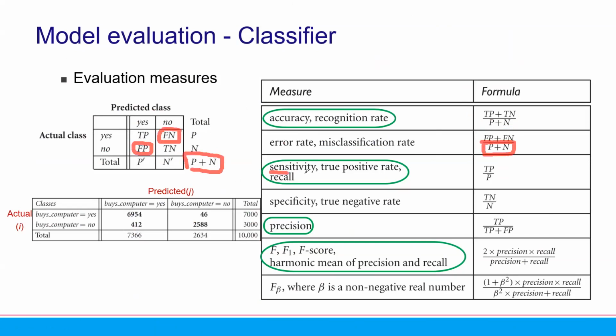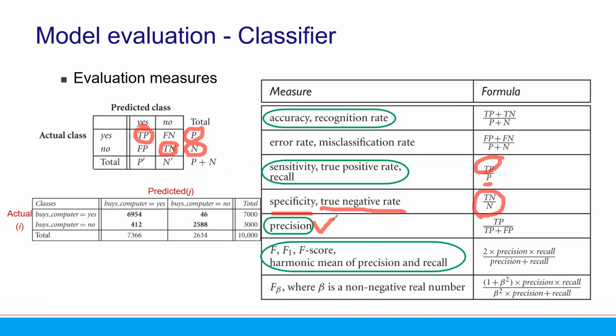We call this sensitivity, or true positive rate, or recall. True positive rate means we have the true positive divided by the overall positive, divided by P. We have the true negative rate, or the specificity, by this formula, TN divided by N.